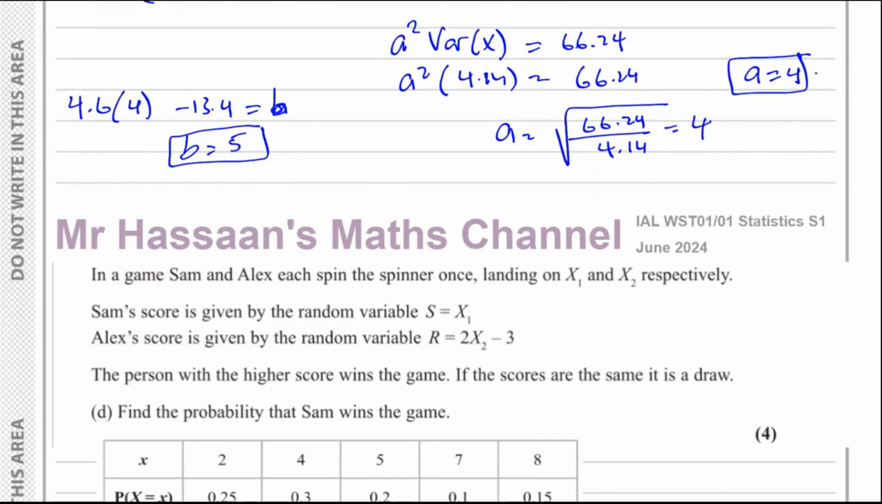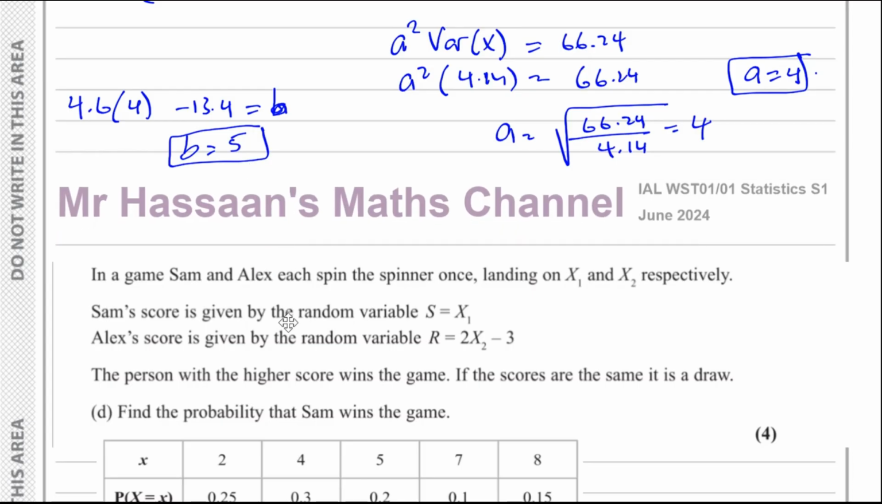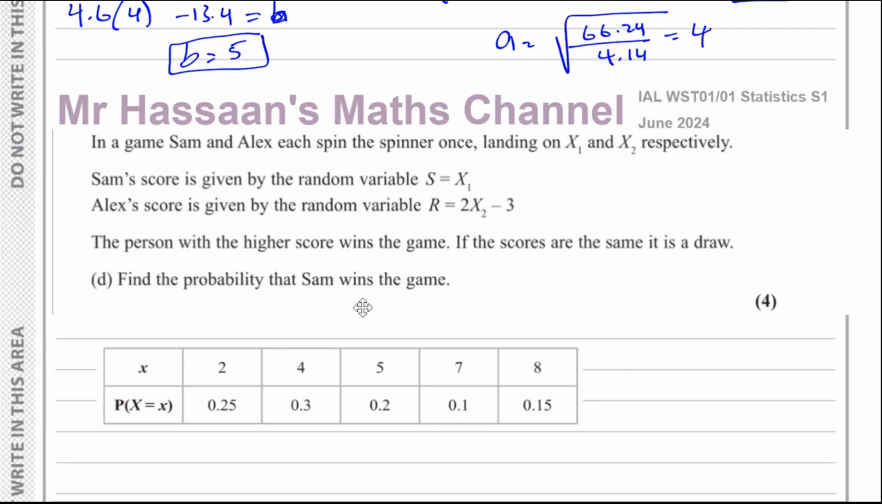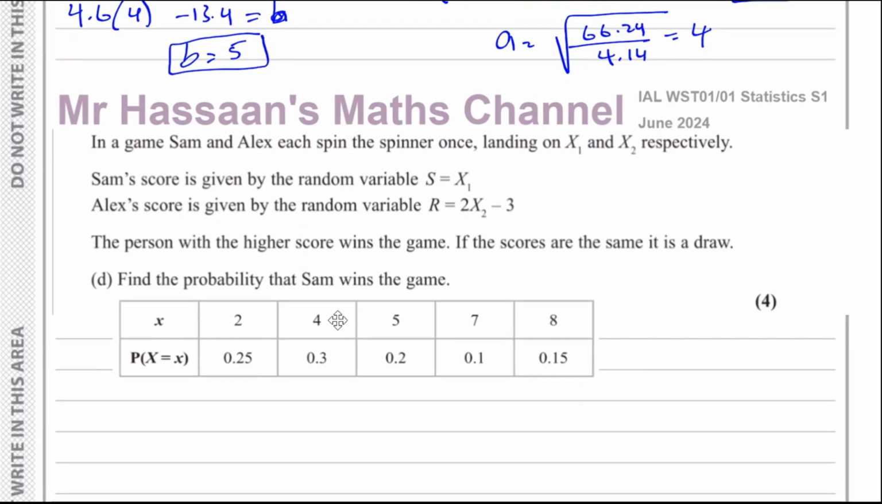Now for the last part of the question, part D, it says, in a game, Sam and Alex each spin the spinner once, landing on X1 and X2 respectively. Sam's score is given by the random variable S, which is equal to X1, the score he gets on the spinner. And Alex's score is given by the random variable R, which is 2X2 minus 3. So it's basically 2 times the score he gets on the spinner minus 3. The person with the highest score wins the game. If the scores are the same, it is a draw. Find the probability that Sam wins the game.